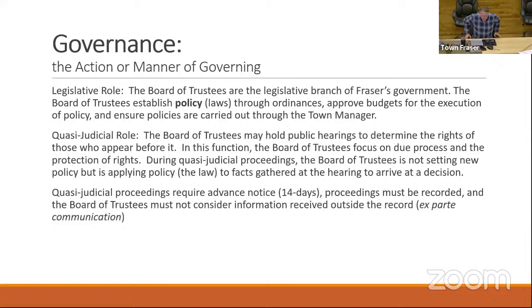So next, I'd like to talk a little bit about governance, which is the act or the manner of actually governing. The Board of Trustees have basically two fundamental roles. The first role is to be the legislative branch of the Fraser government. This is where the Board of Trustees establish policy, which is known as laws, and they do this through the passing of ordinances, approving budgets for the execution of that policy, and also to ensure that the policies are carried out through the town manager.